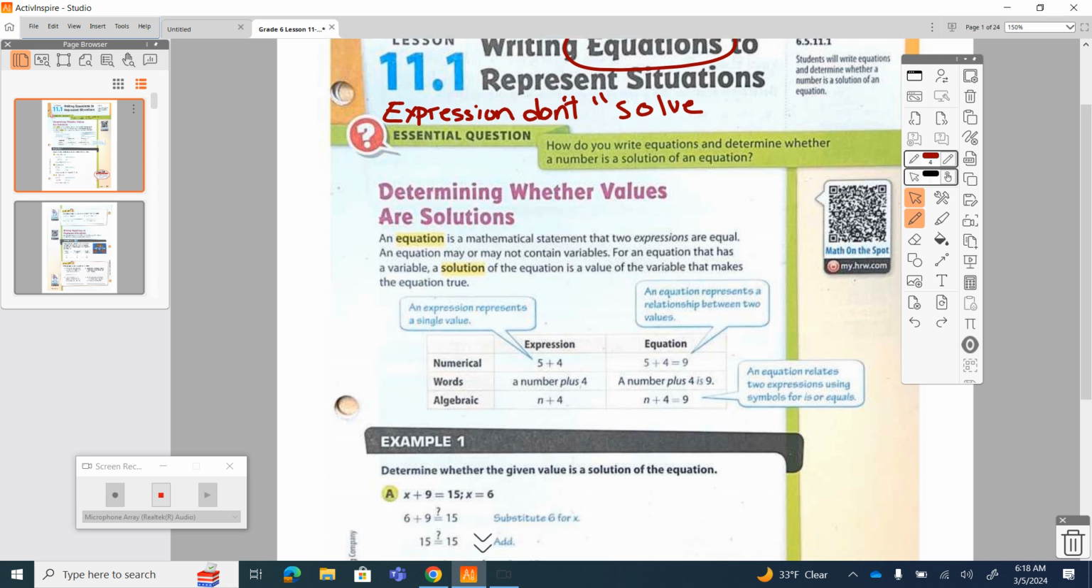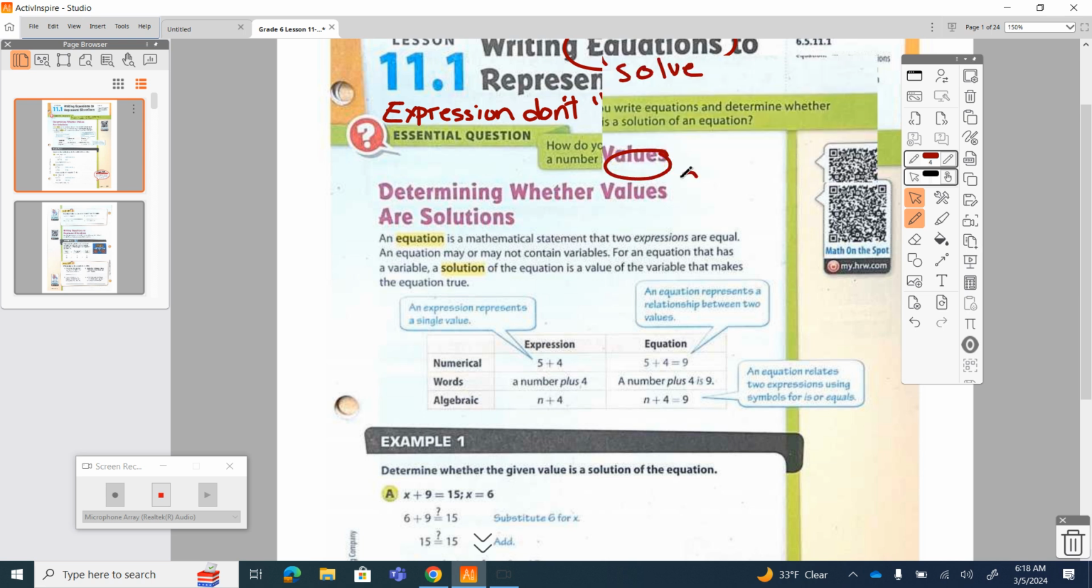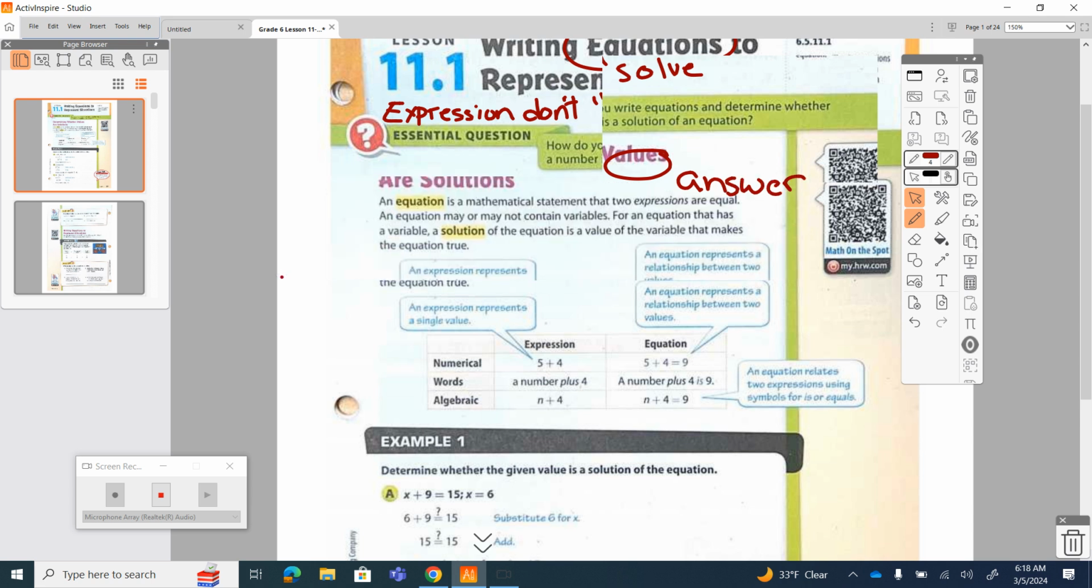Our essential question: how do you write equations to determine whether a number is a solution? Solution would mean answer.